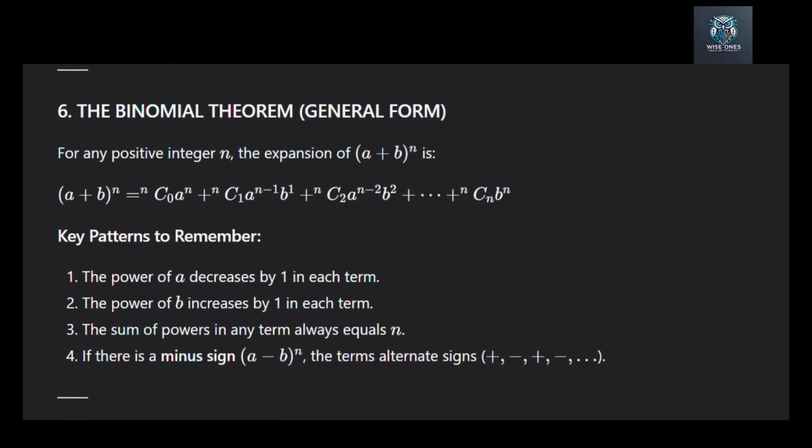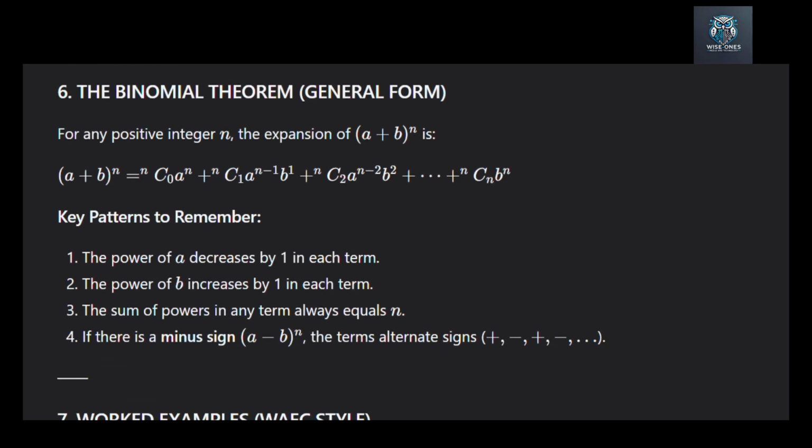Section 6, the binomial theorem general form. For any positive integer n, the expansion of a plus b to the power of n is given by this pattern. N choose 0 times a to the power of n plus n choose 1 times a to the power of n minus 1 times b to the power of 1 plus n choose 2 times a to the power of n minus 2 times b to the power of 2, and so on until we reach n choose n times b to the power of n.